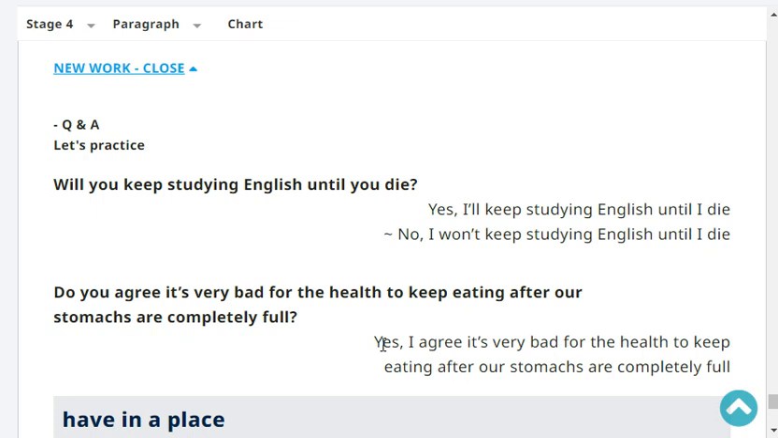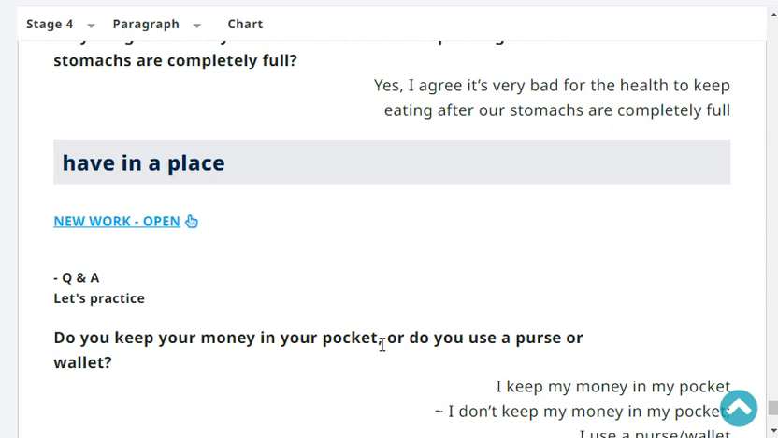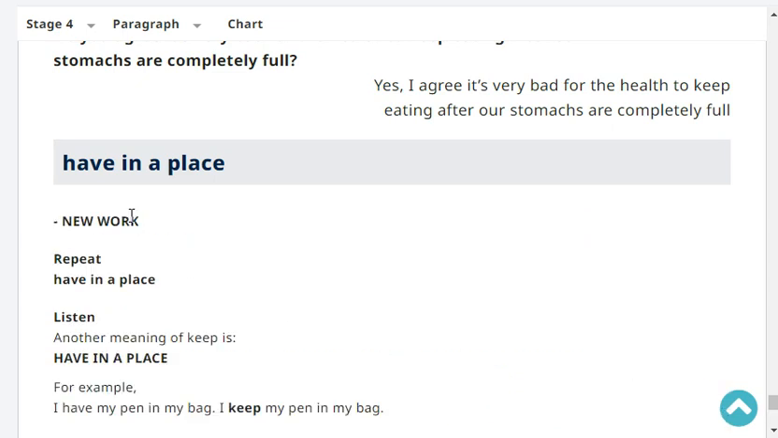Yes, I agree. It's very bad for the health to keep eating after our stomachs are completely full. Very good. Okay. Next meaning of keep is have in a place. Very good. Okay, listen. Another meaning of the word keep is have in a place.